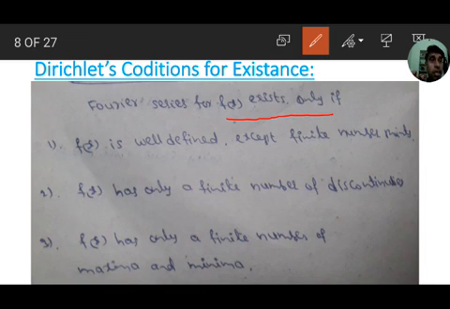Dirichlet's conditions will come for a 3 marks question or a 1 mark question. Euler's formulae and Fourier series also come as short questions. Okay, what are the conditions?